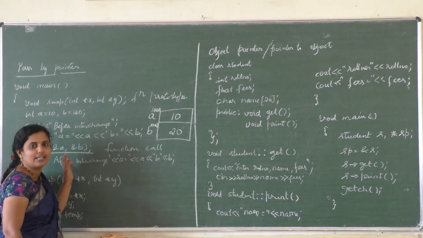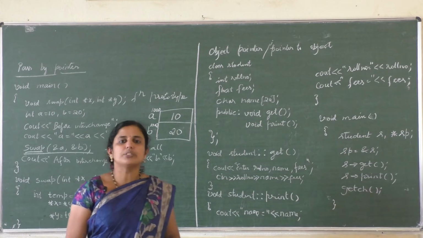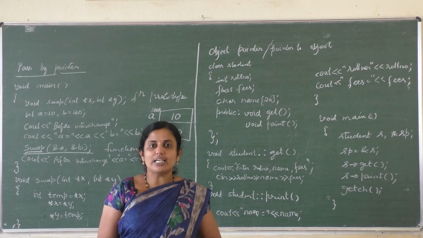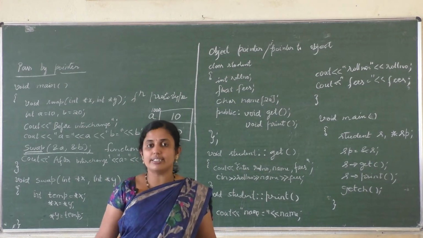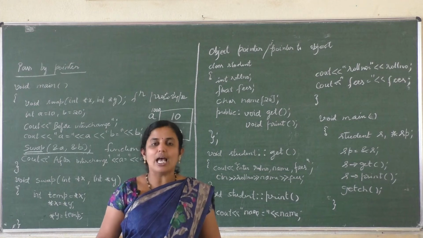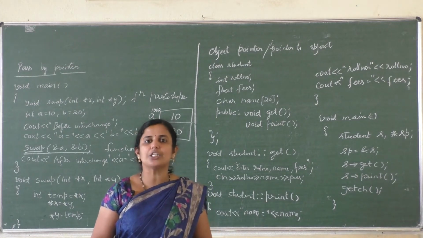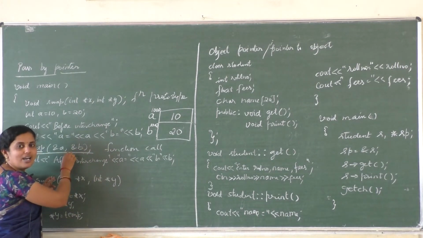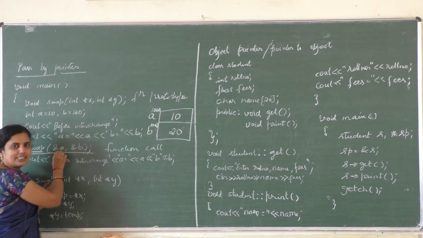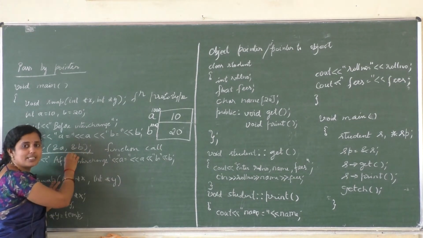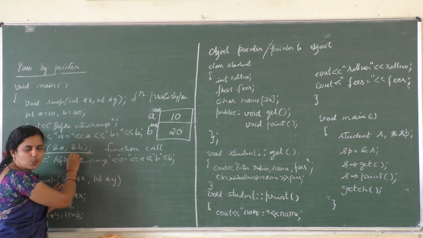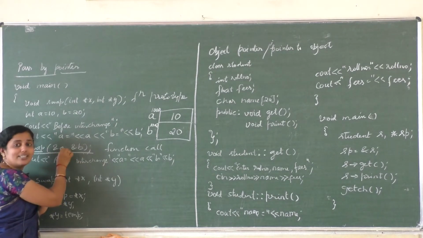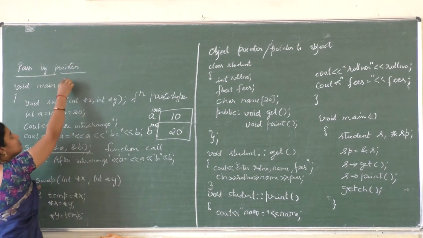What is &a? Ampersand gives the address. Ampersand is a unary operator that helps to get the address of a particular variable. Here I have written &a, so address of a, and &b, address of b. That is the argument here. The swap function is called by passing the arguments &a and &b. Here we are passing addresses. In the previous one we have not passed addresses. Here we are passing the address, so it is known as pass by pointer.